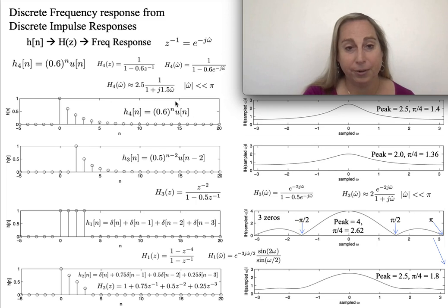This particular one is 0.6 to the n, 0.6 to the n u of n. Basically it means that the very first part of the impulse response is a 1, and then it decays all the way down. It's good to visualize what these look like as well as look at the analytic forms. If you were to ask what its frequency response looks like, you would immediately say, here's my h of z. That becomes h of omega hat, and I could plug in e to the j omega hat there, and go plot it.